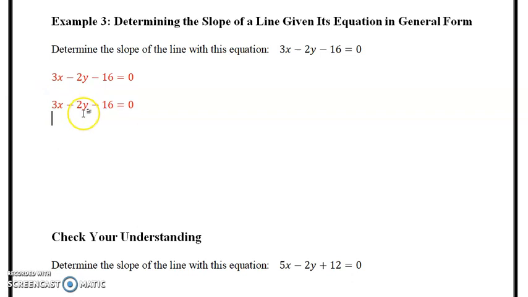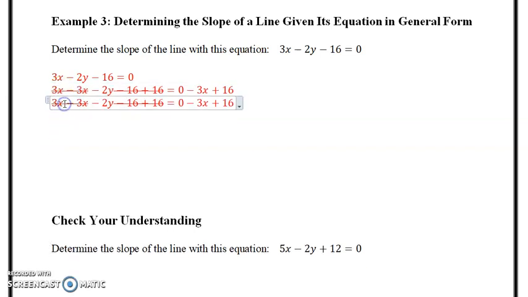So the first thing we're going to do is get rid of anything that's not y. So we're obviously going to subtract 3x from both sides, and we're going to add 16 to both sides. That eliminates these two terms, gives you 0. Eliminates these two terms, gives you 0. That's why we did it. Next, we're going to clean this up. And when we clean this up, we're left with, obviously, negative 2y is equal to 0 subtract negative 3x plus 16.